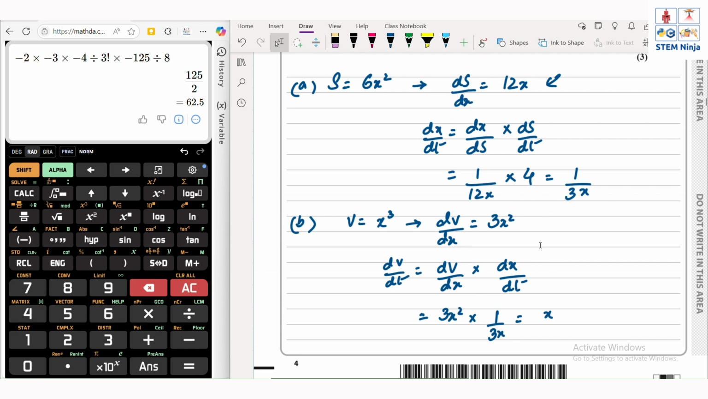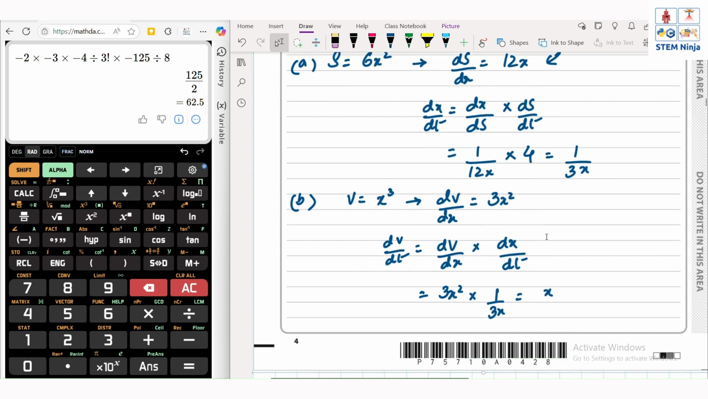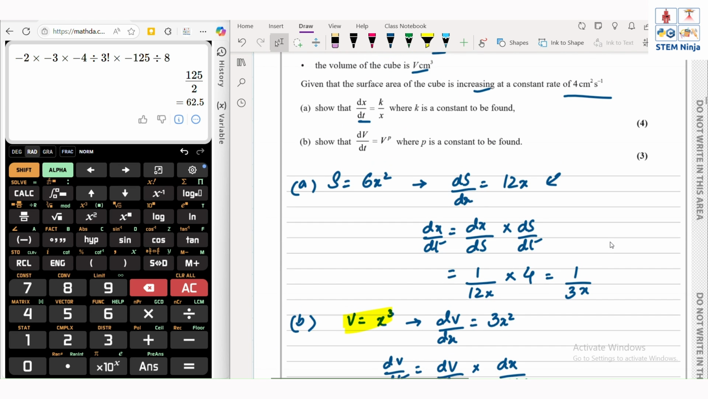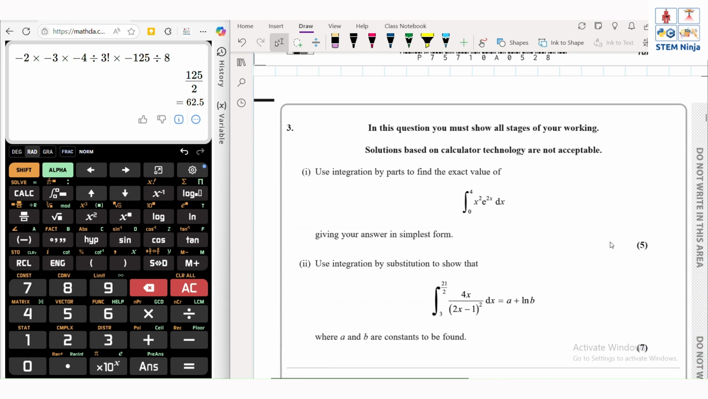Right? So what do we have over here? Okay, so x itself, since we know that the cube of x is V, this is equal to the cube root of the volume. And that was a very small question. All right, question number 3.